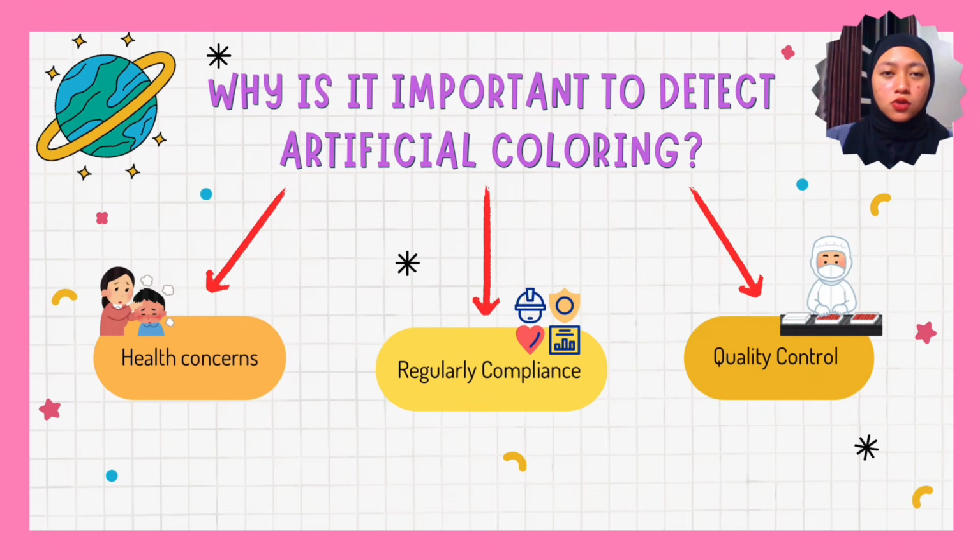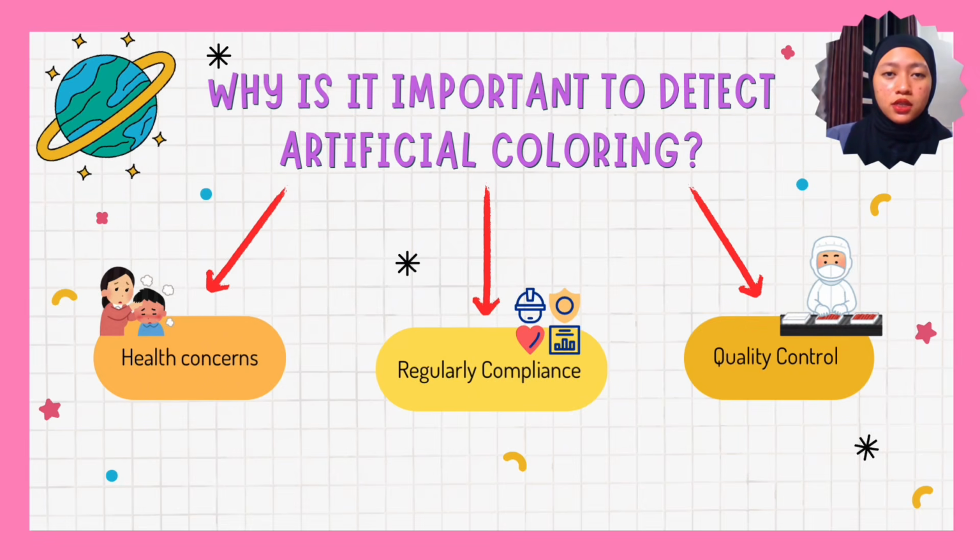Now, let's move on to the next part, which is why it is important to detect artificial coloring. There are several important reasons. The first one is health concern. Some artificial colors may cause allergic reactions or health issues, especially to children. That's why detecting and controlling them is important to protect public health.